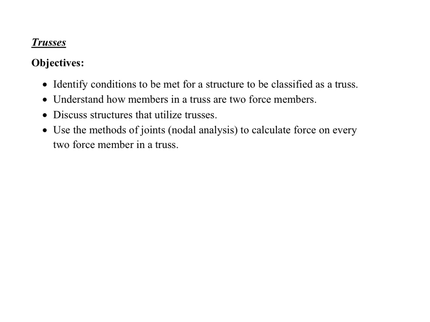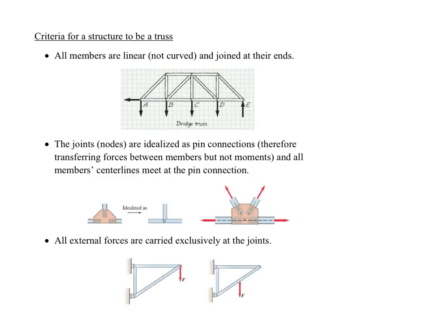One of the mathematical examples, I should say, for this. But I'm going to just run through the beginning slides because it was similar to what we saw in that intro document. So we're going to look at what are called conditions to be met for a structure to even be classified as a truss. We're going to understand how the truss has two force members, how the structure utilizes trusses to support itself, and then what's called nodal analysis, the method of joints, to calculate a force on each two force member. So let's jump into this first slide here.